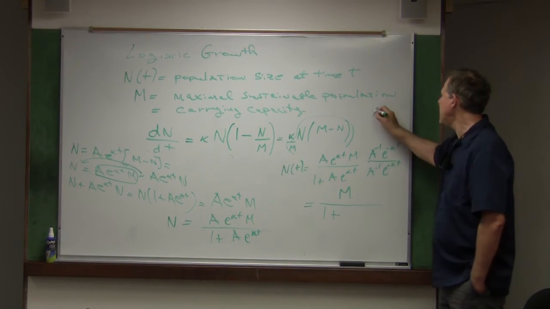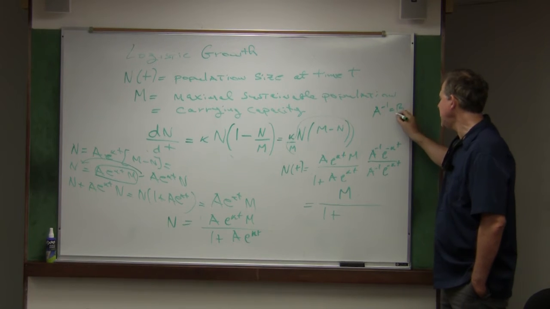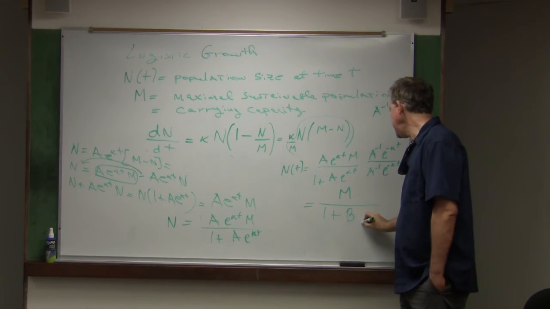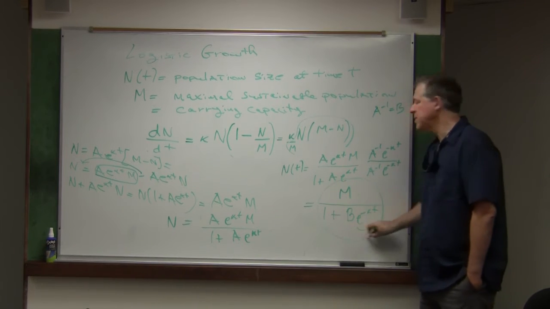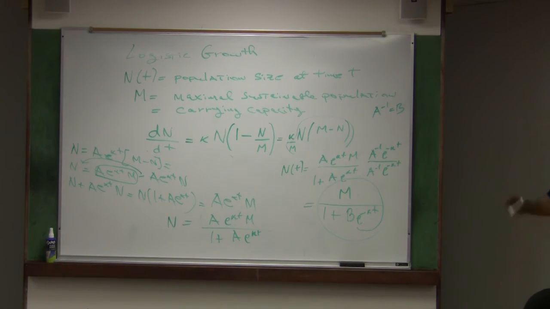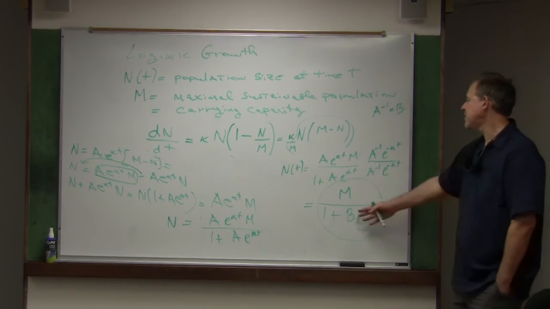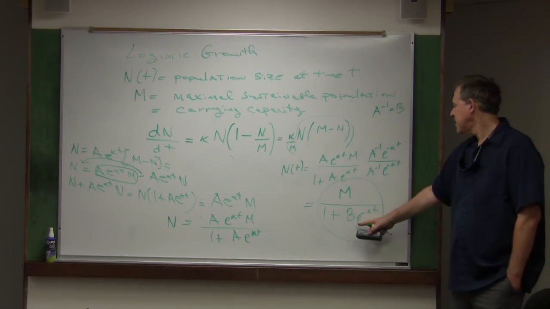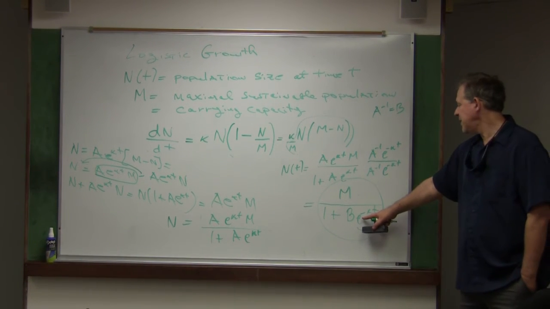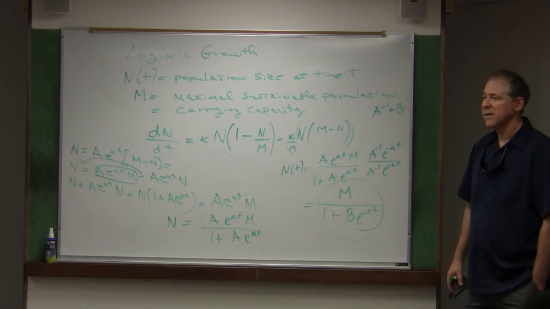Let's call a to the minus 1 b. Let's just give it a name. And so we've got b e to the minus kt. And this is the normal form. That's kind of the usual form that you see logistic growth written in. That would be the solution. Okay? Some constant times e to the minus kt.